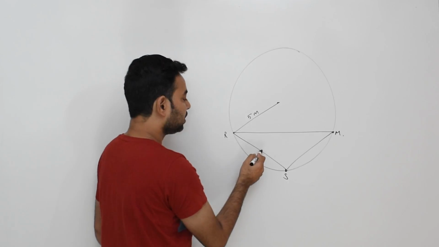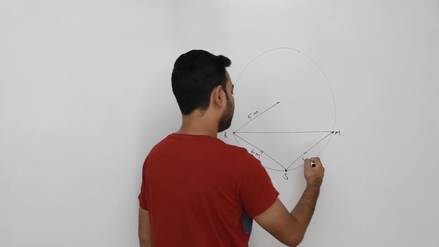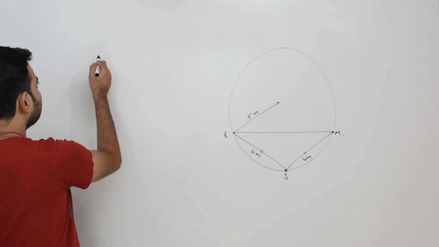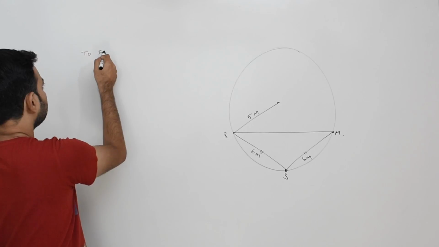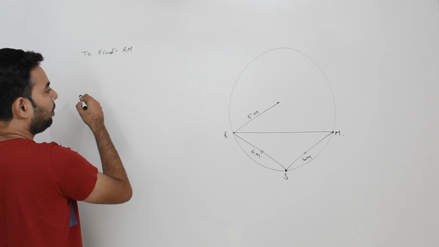Distance between Reshma and Salma and Mandeep is the same, that is 6 meters each. Then you have to find out the distance between Reshma and Mandeep. It means you have to find the distance between Reshma and Mandeep, RM.